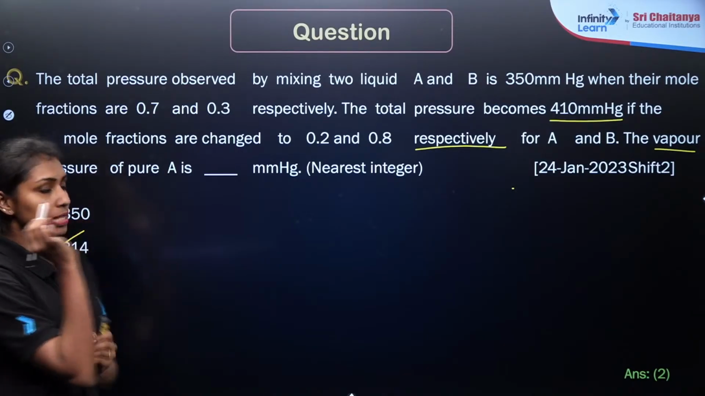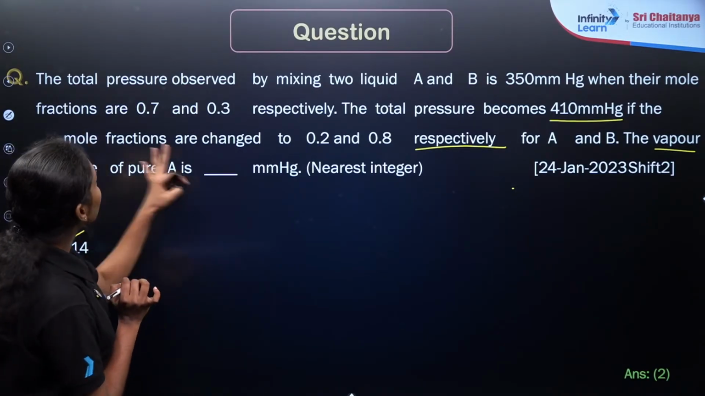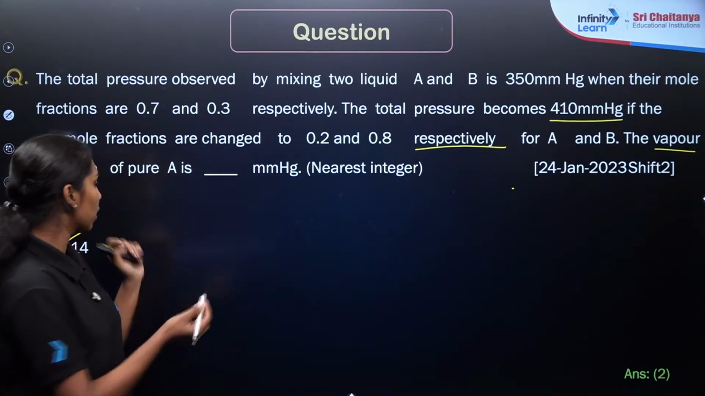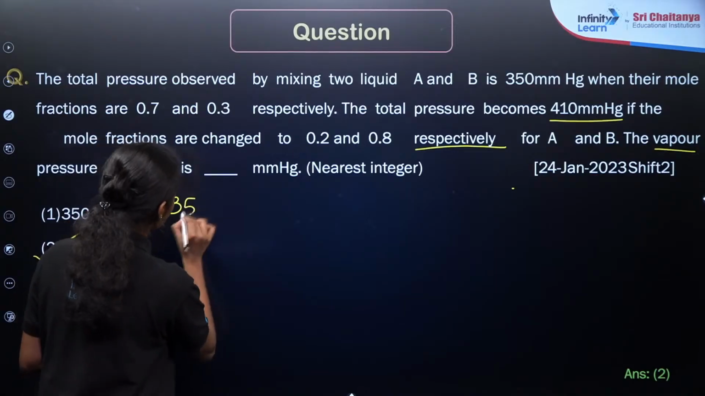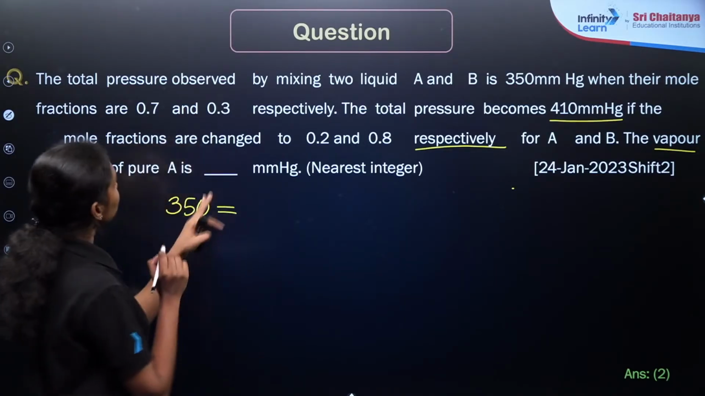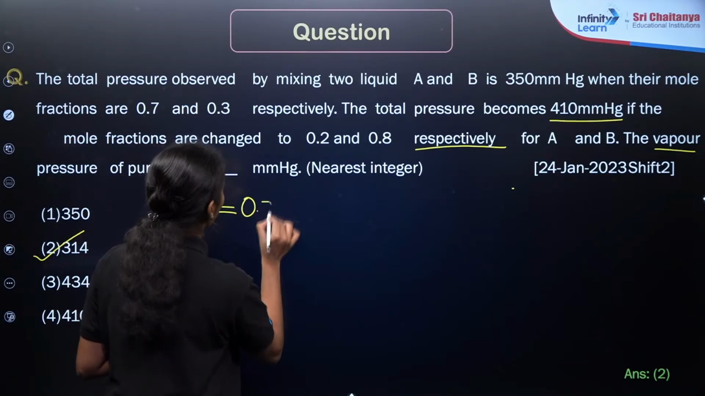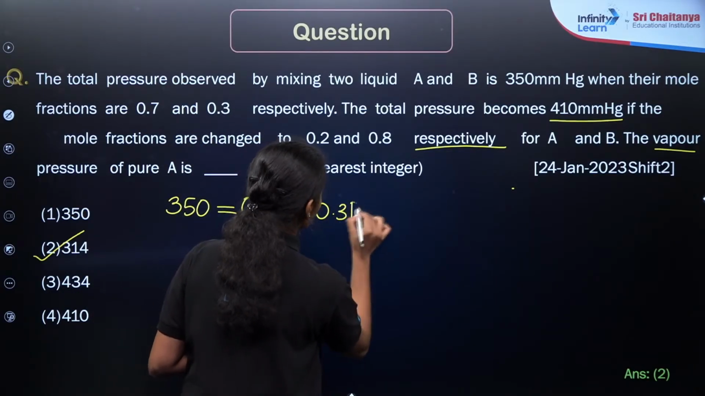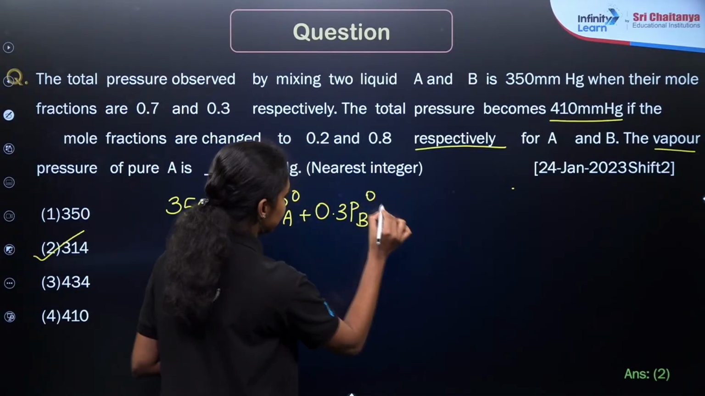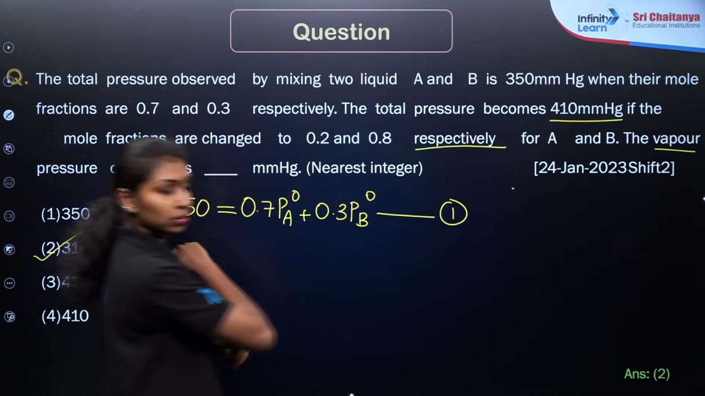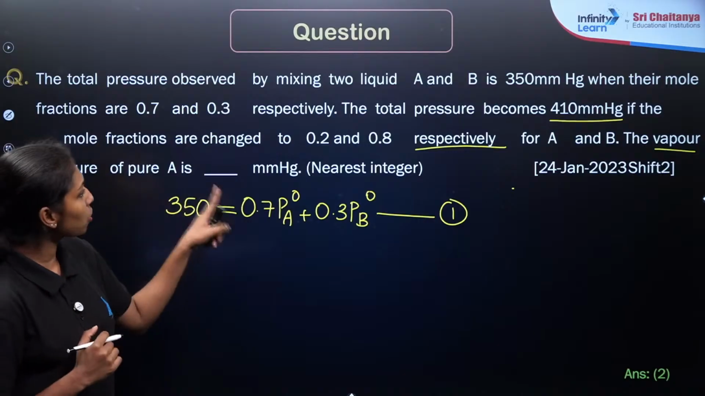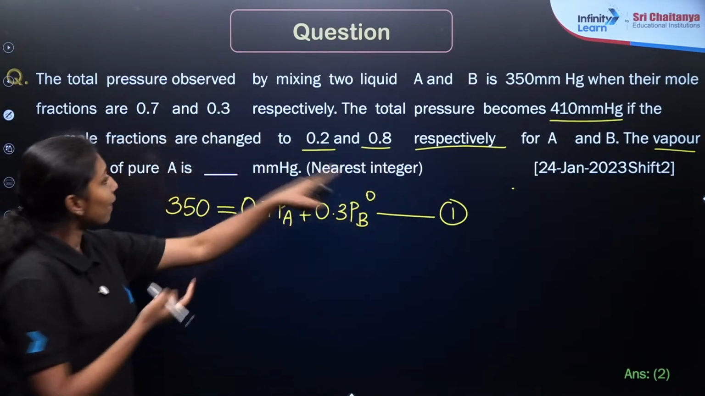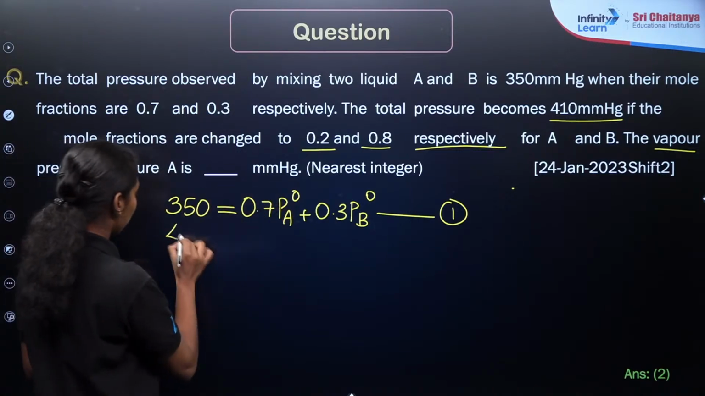Here you need to do small mathematical calculations, right? So what is the first case given here? Total pressure is given as 350 mm Hg, right? So I can write it as 350 mm Hg is equal to 0.7 into PA0 plus 0.3 into PB0, right? Is there any doubt? It's already given in the data. So this is our first equation. Then in the next part, if you change the mole fractions to 0.2 and 0.8, the value will become 410.